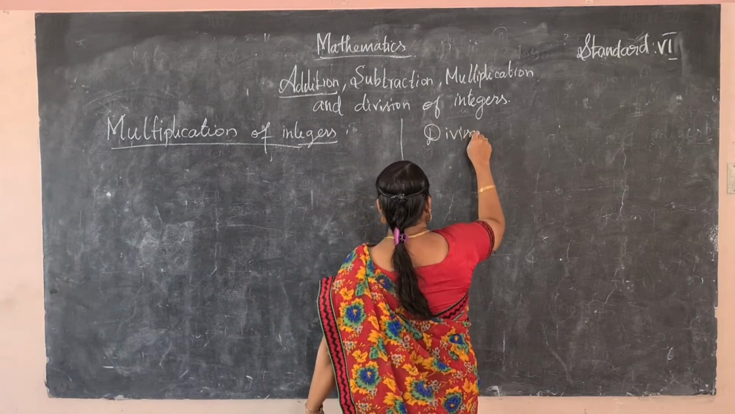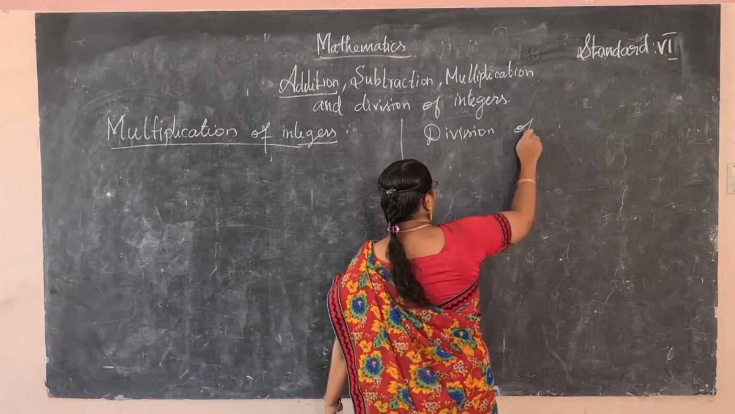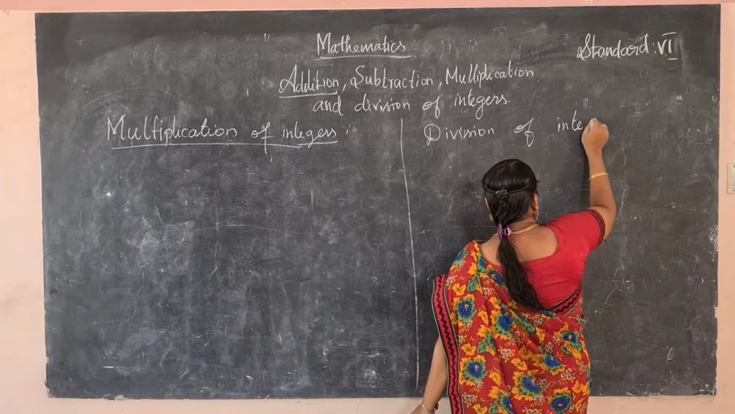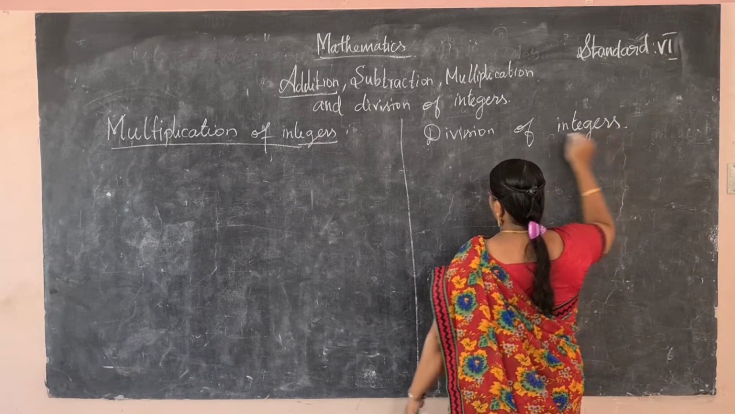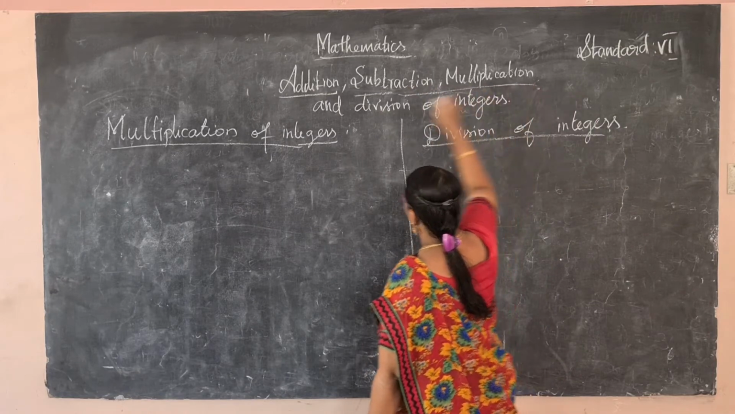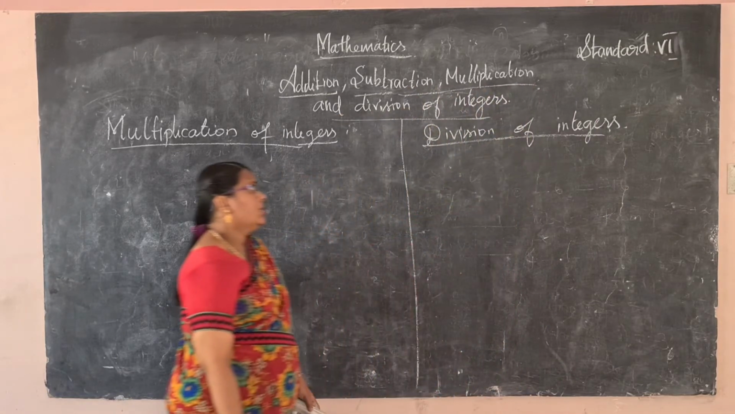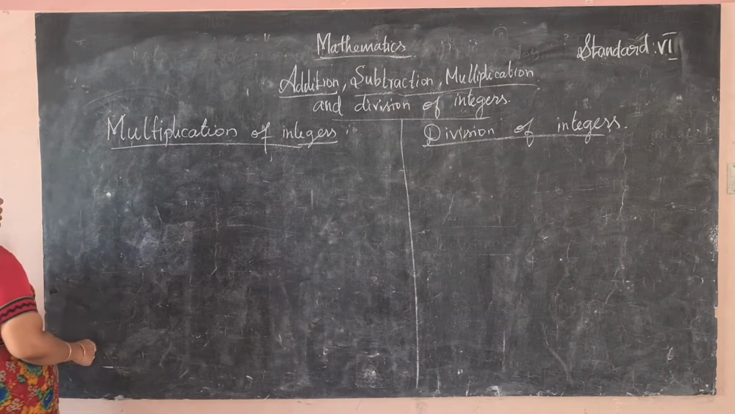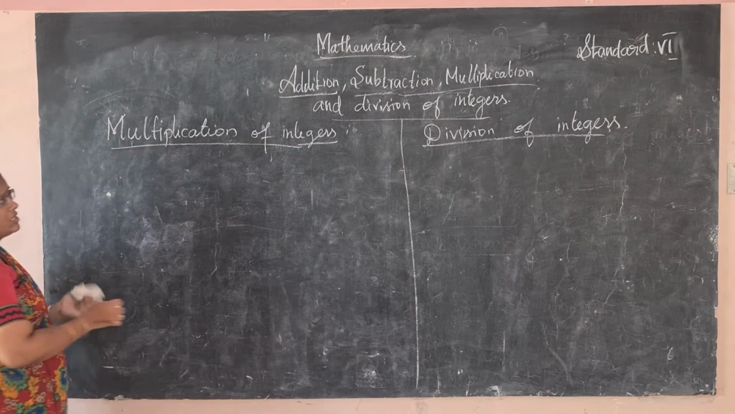Division of integers. So first one, multiplication of integers.